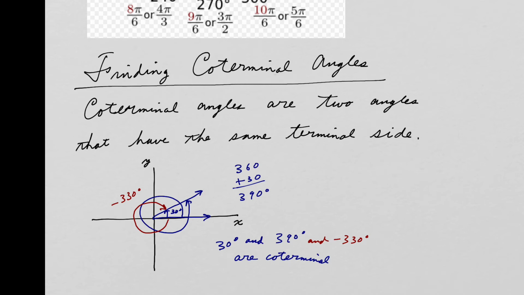We'll do a few more problems later where we have to figure out some angles that are coterminal to other angles. Okay, one more idea is something called a reference angle.